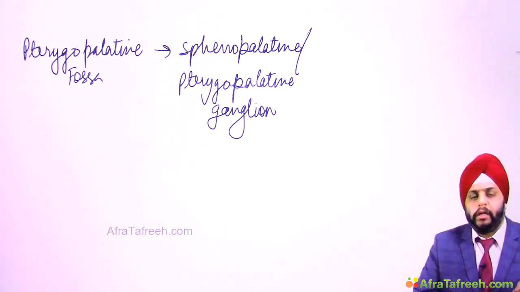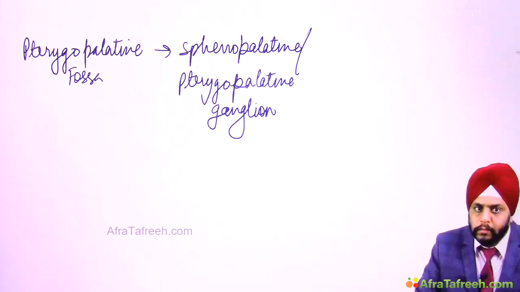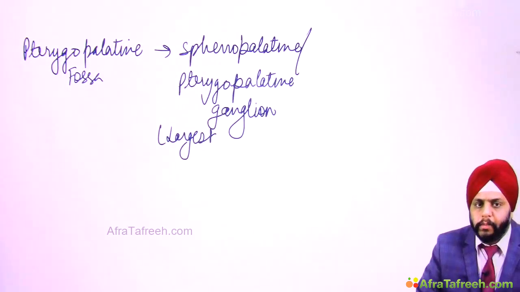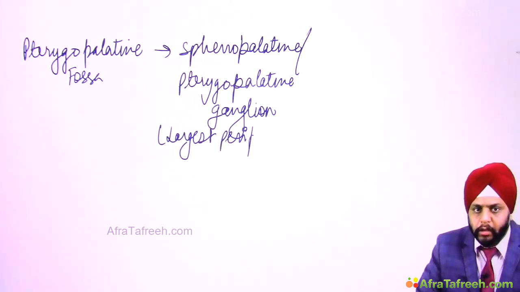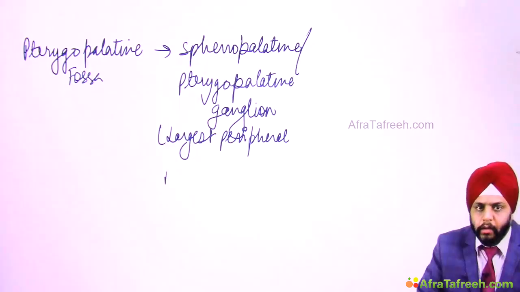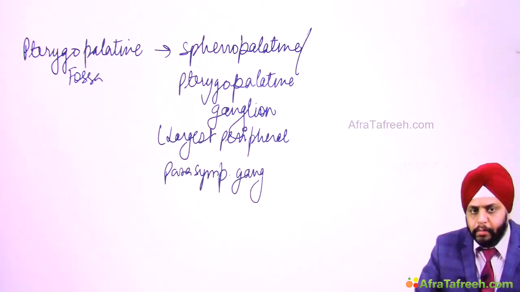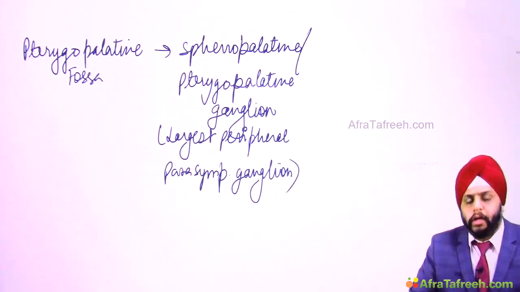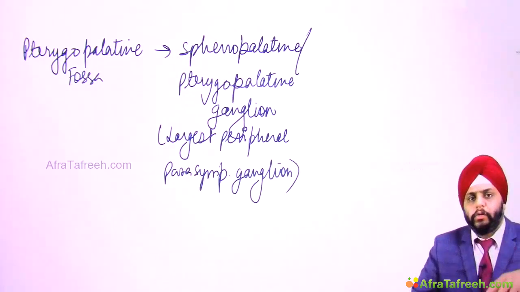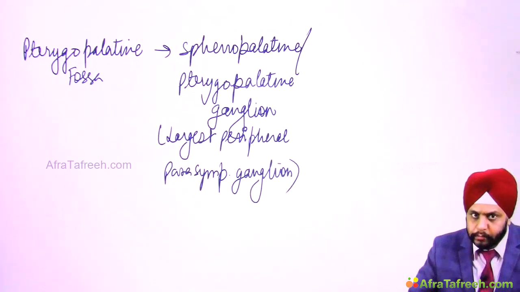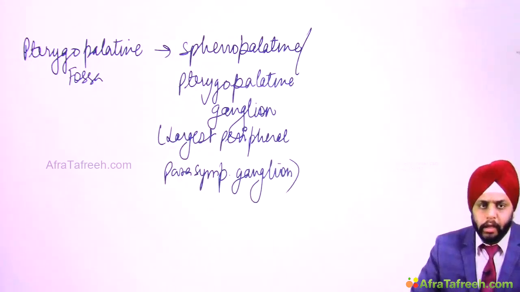This is the largest peripheral parasympathetic ganglion. You remember there are 4 parasympathetic ganglions which are peripheral ganglions. The rest are all central. So the largest among them is the sphenopalatine ganglion, also known as the pterygopalatine ganglion.